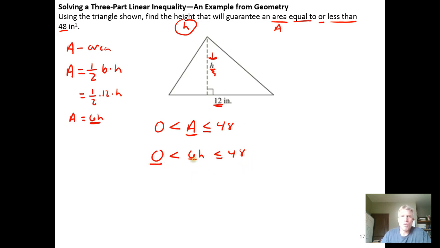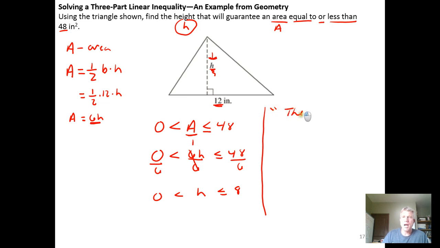I'm dividing all three sections by 6 to get h by itself. So here I have 6 divided by 6 is 1. 0 divided by 6 is 0, is less than h, is less than or equal to 48 divided by 6 is 8, because 8 times 6 is 48. And now I have solved a three-part inequality for the height that will guarantee an area equal to or less than 48 inches. And because it's a story problem, I'm going to go ahead and interpret that in a sentence.